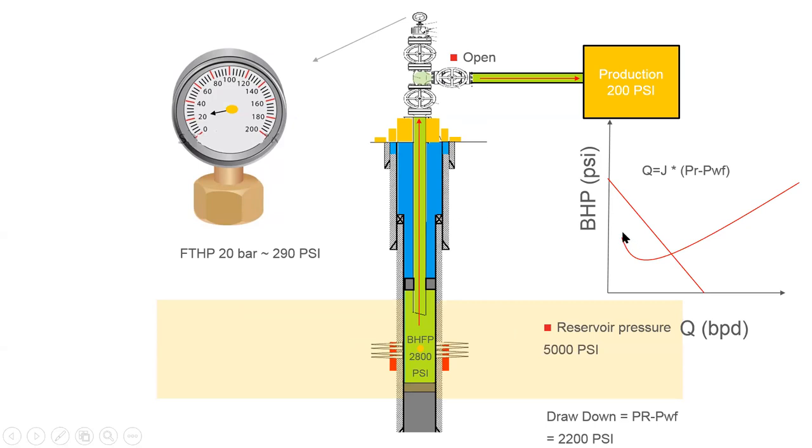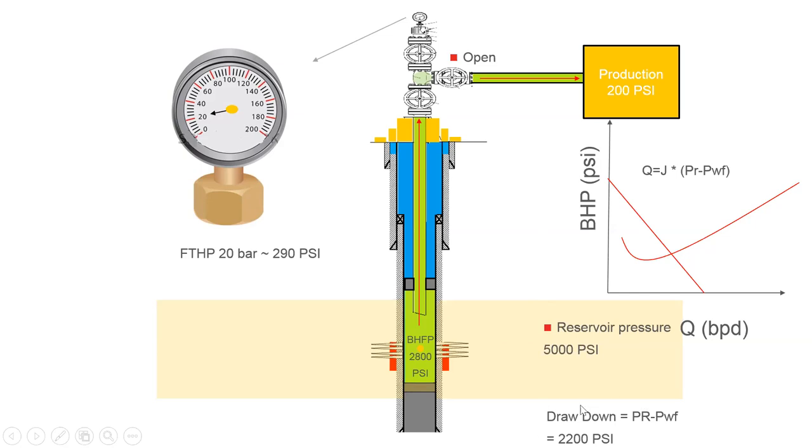That means that the VLP will be represented by this directly proportional relationship, and the IPR will be represented by the IPR relationship, and the intersection of both will be the operating point. So as long as the IPR and VLP are intersecting, the well is capable of producing naturally. That means at this rate and bottom hole pressure, the fluids will be delivered by the natural potential of the reservoir down to the bottom hole of the well and up to the production facility.